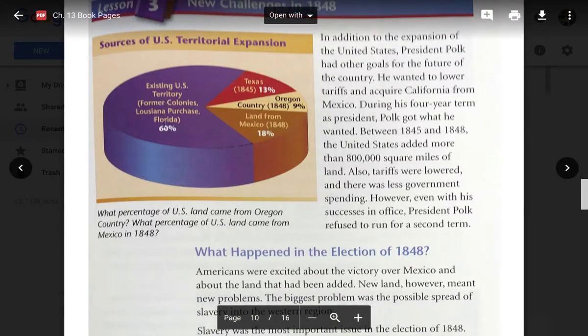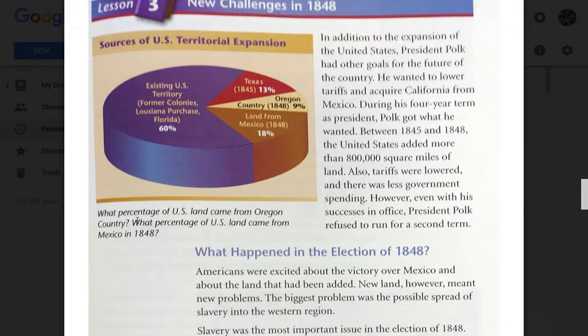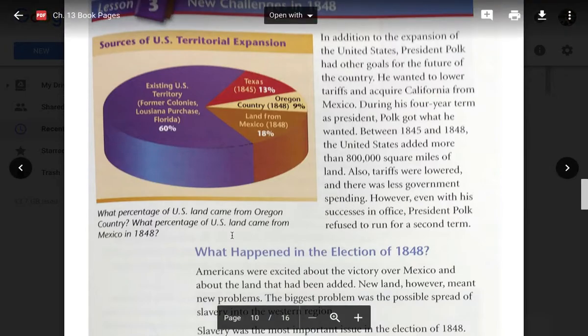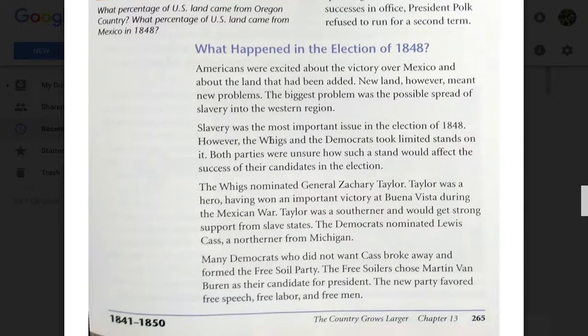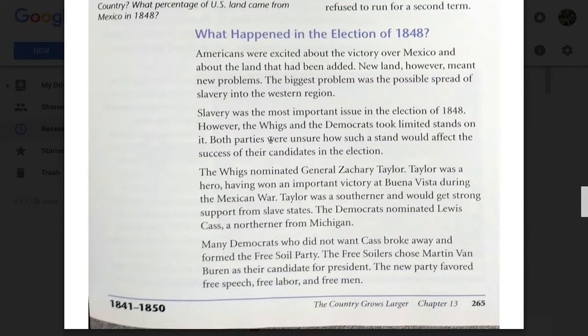If you're looking at this pie chart, by the way, what percentage of U.S. land came from Oregon country? We would say 9%. What percentage of land came from Mexico in 1848? We'd say 18%. What happened in the election of 1848?